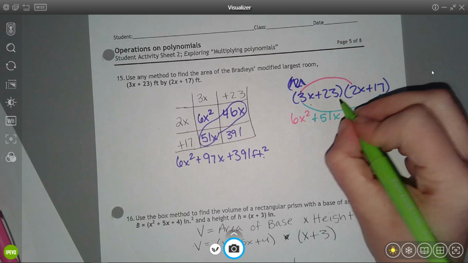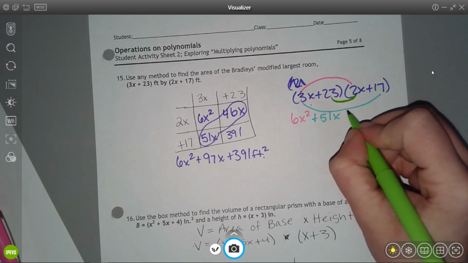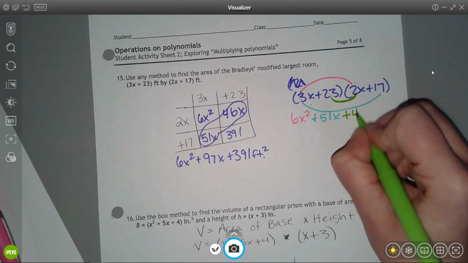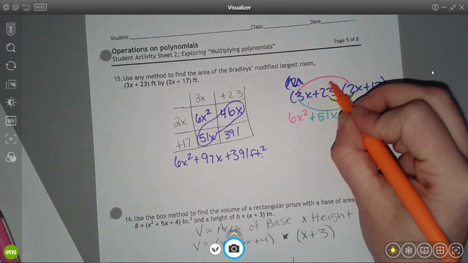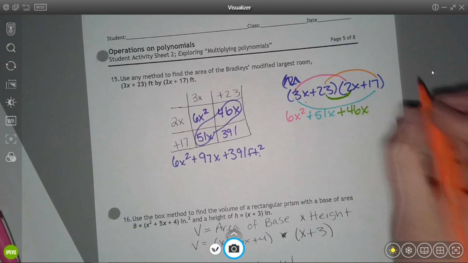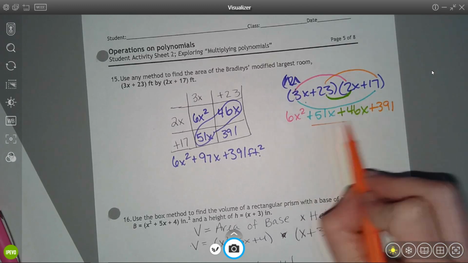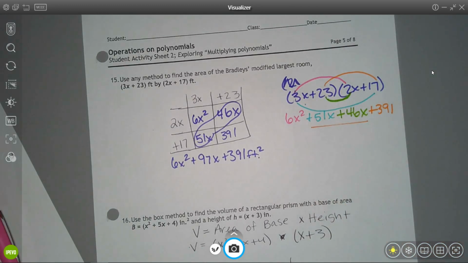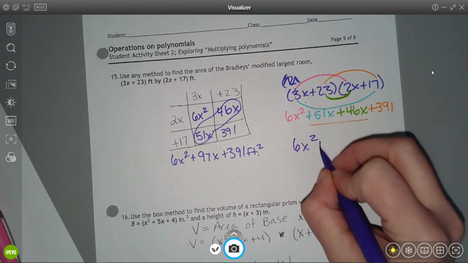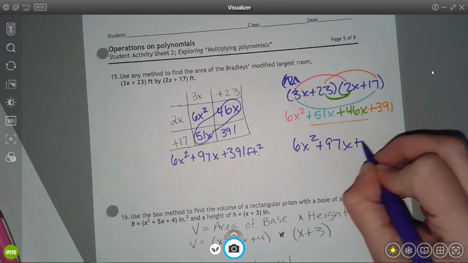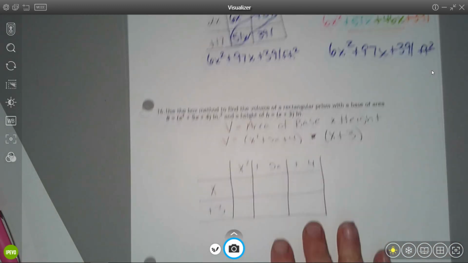My two inside terms, 23 times 2x to give me 46x. And then my last terms, 23 times 17 to give me 391. Combine like terms in the center there, and I end up with the same answer of 6x squared plus 97x plus 391 feet squared.